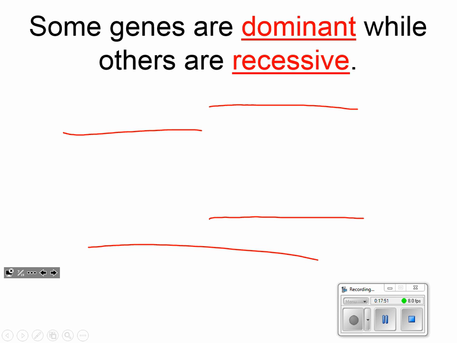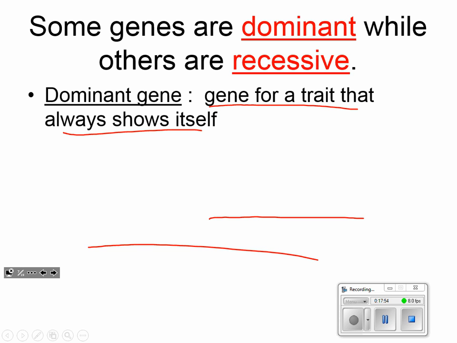Yes, exactly. Brown is dominant. That baby has brown eyes because the dominant gene always shows itself. Remember the purple flowers? The purple flower always showed itself. When the flower had a purple and a white gene, purple always showed. The flower has a purple dominant gene, and for eye color, brown is dominant. So brown is always going to show.